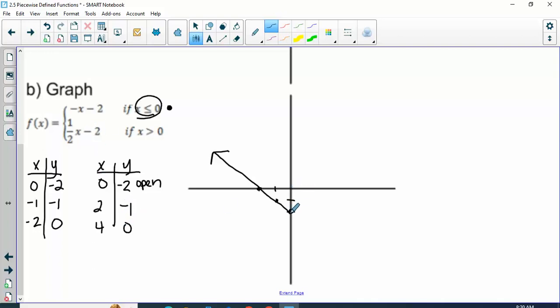Now 0, 2, we said it should be open, but I already have a closed there. Anytime you get an open and a closed at the same spot, you just leave it closed. Don't try to put an open circle around it or anything like that. If one of the pieces fills it in, you just leave it as a closed circle. And then we have 2, negative 1, 4, 0. So this one's probably this way and kept going.